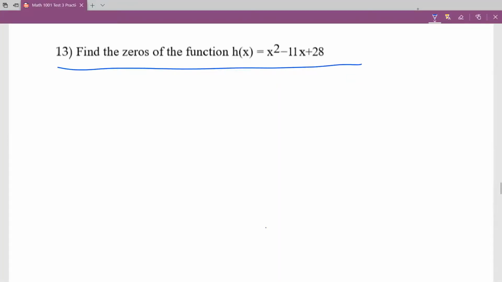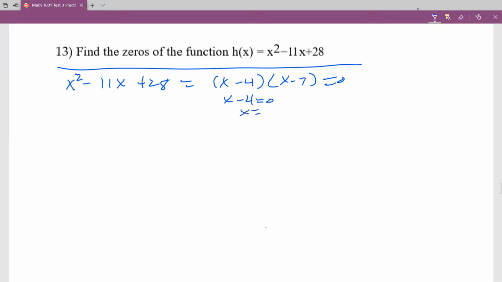Okay, we want to find the zeros of the function h of x equals x squared minus 11x plus 28. This is a quadratic function. If you don't remember how to factor, you can always use the quadratic formula. In this particular case, I'm going to start off factoring this function. And notice that x squared minus 11x plus 28 can be factored into x minus 4 times x minus 7 equals 0, which leads to x minus 4 equals 0, so x equals 4, and x minus 7 equals 0, so x equals 7. So the zeros are going to be 4 and 7.